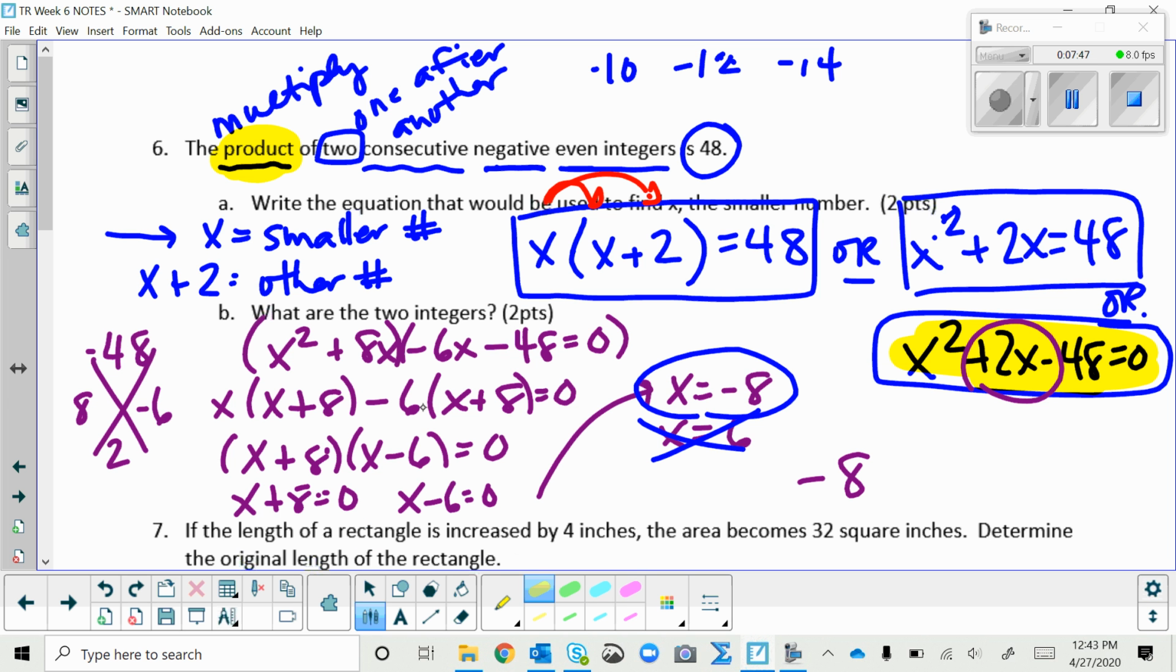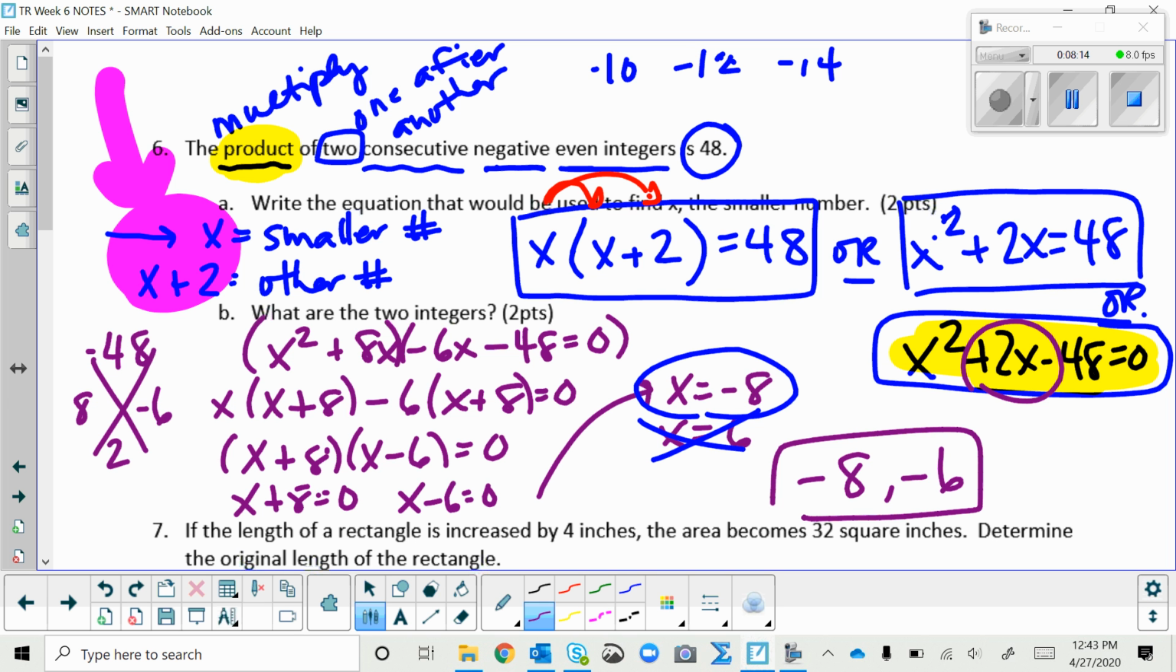What did we talk about way over here? See where I'm highlighting in the purple right here? x is the smaller number, which we found is negative 8. How do I find the other number? The x plus 2. I now know that x is negative 8. And when you do negative 8 plus 2, you get negative 6. So these are two consecutive even integers that multiply to 48.